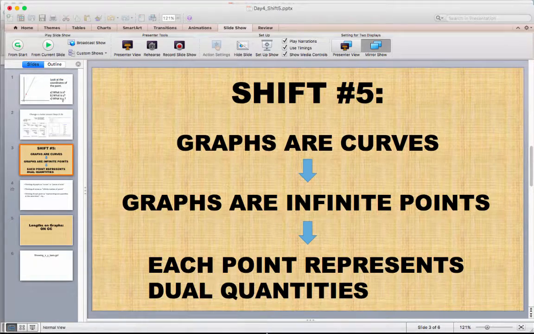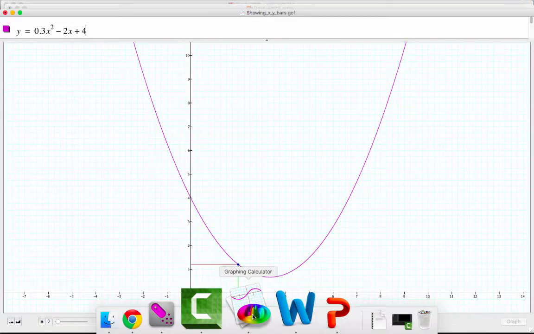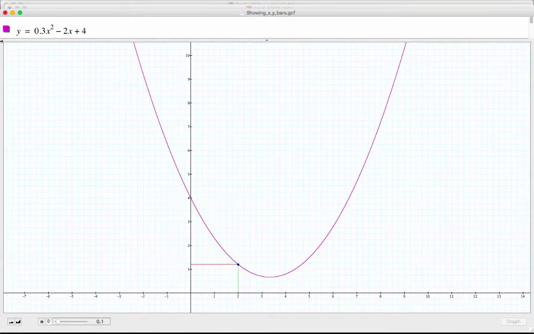And I asked everyone to open GC, and I gave them this picture. As you can see, the first line is typed right here, and I asked everyone to go ahead and type that. Y equals 0.3x squared minus 2x plus 4. If you graph that, you get the purple line.